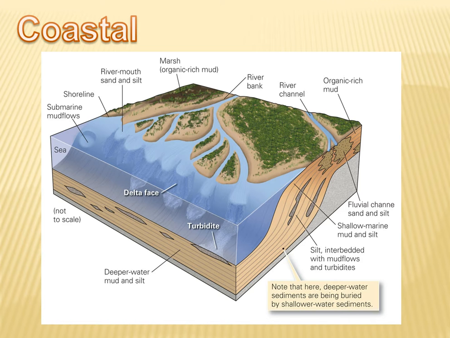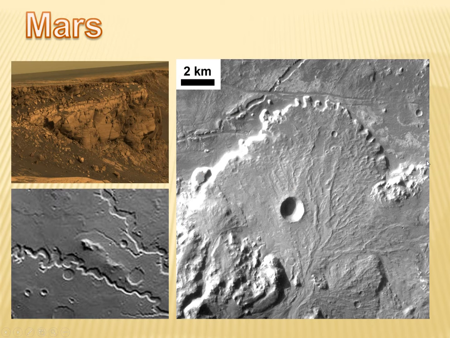Now, coastal environments are going to cover a whole lot of different things. So you can have marshes with organic rich mud, even a lot of coals being formed here, really sandy bars. You can have delta faces, you've got turbidites coming off. Then out here you've got really deep water mud and silt once you move out past where the big stuff's deposited. So there's a lot of different things going on in a coastal environment.